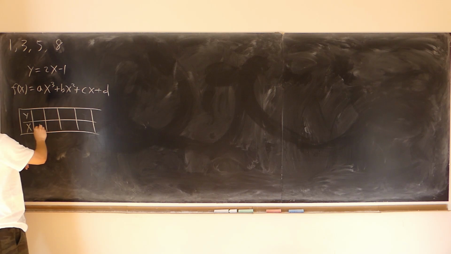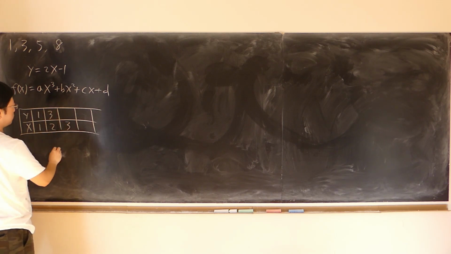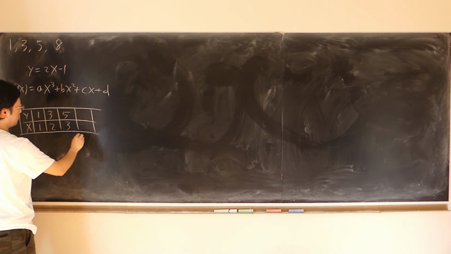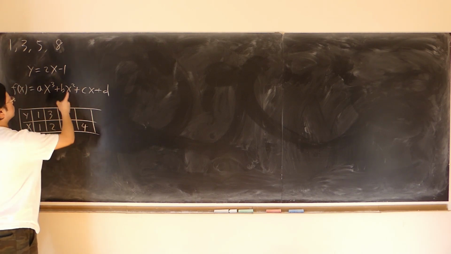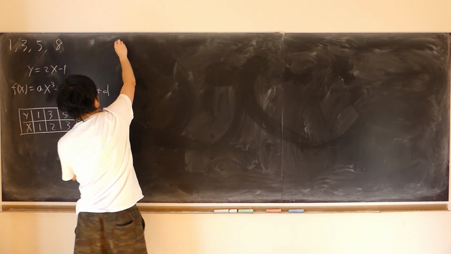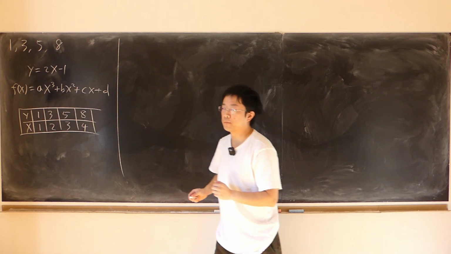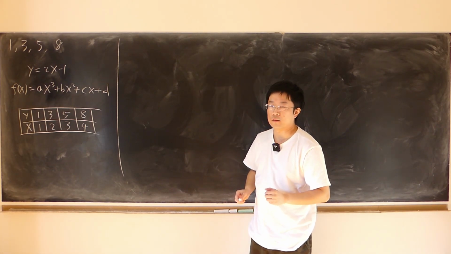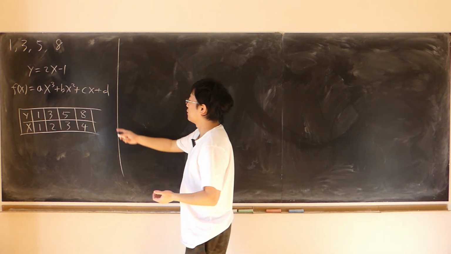That is x is equal to 1 and y is equal to 1. X equal to 2, y is equal to 3. X is equal to 3, y is equal to 5. X is equal to 4, y is equal to 8. Those 4 points. Can I construct such a cubic function? If I can, then I have my justification.